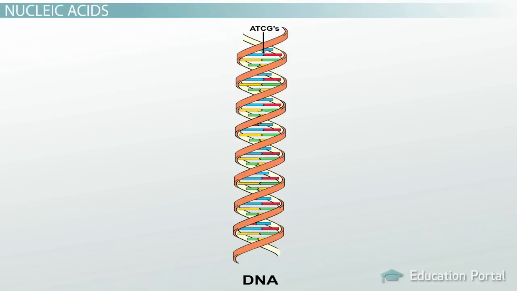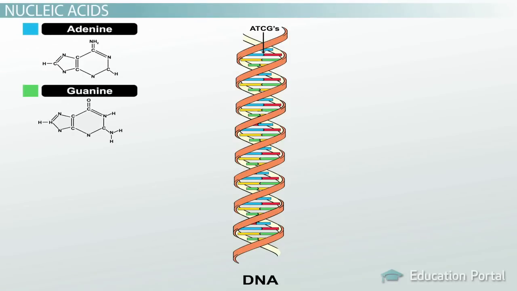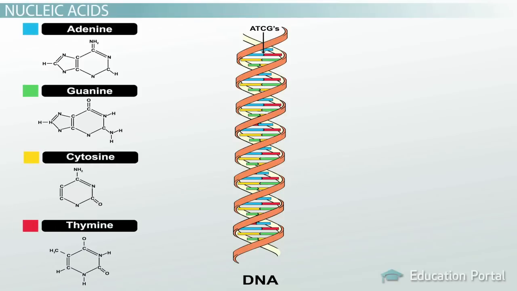If we analyze that macromolecule, we see that there are four basic building blocks that make up the structure: adenine, guanine, cytosine, and thymine. These are part of the DNA nucleotides.